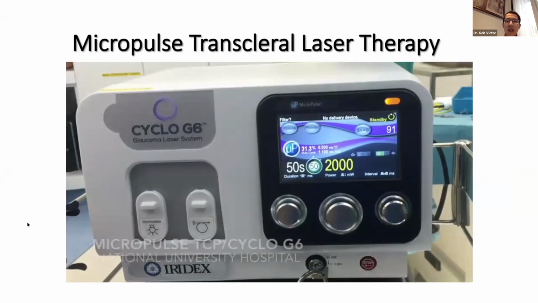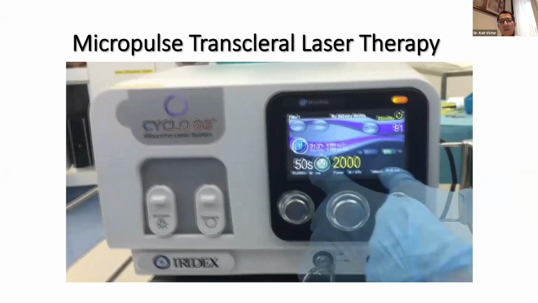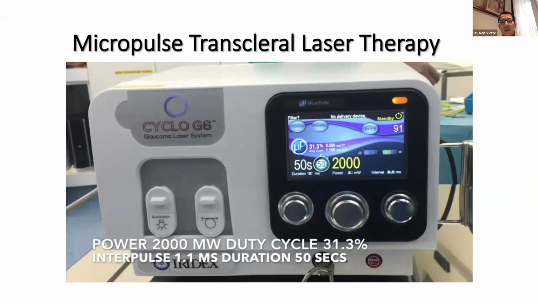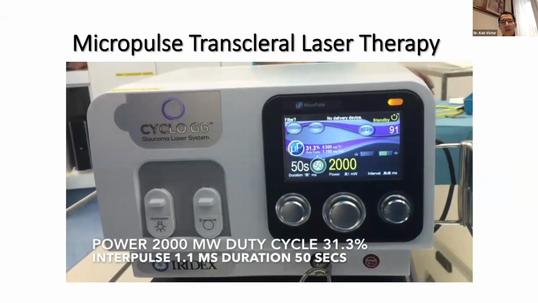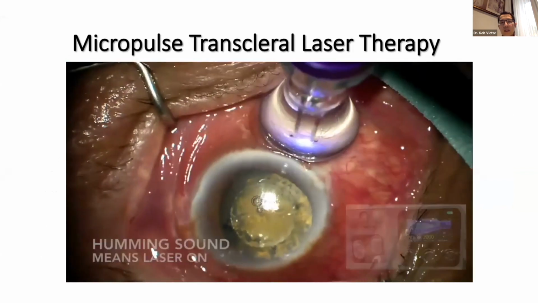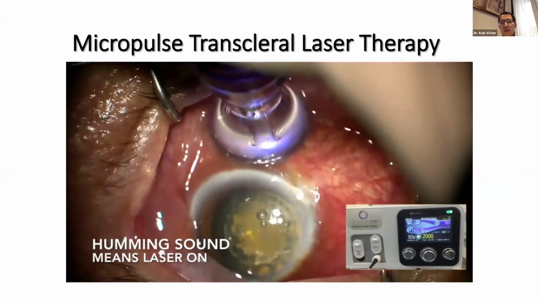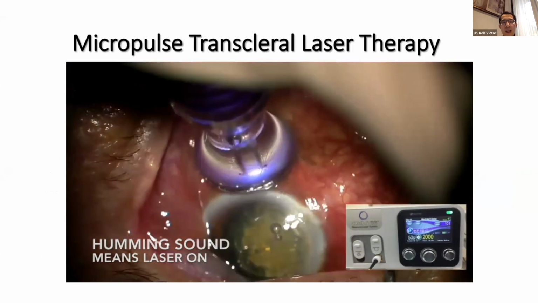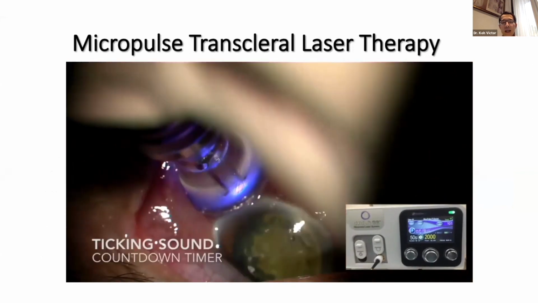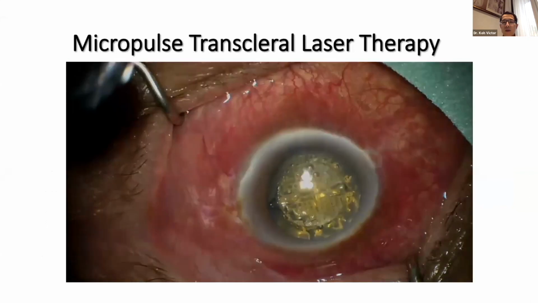I would like to now share a video of how we perform the laser. You have seen laser videos by Dr. Patel and Dr. Cecilia. This is the Cycle G6 machine, and those are my settings that are usually used. You see here, I had performed femtosecond laser pre-treatment to the cataract for one of my patients prior to the MicroPulse. And after that, with the MicroPulse done, I went on to perform a cataract surgery for him.